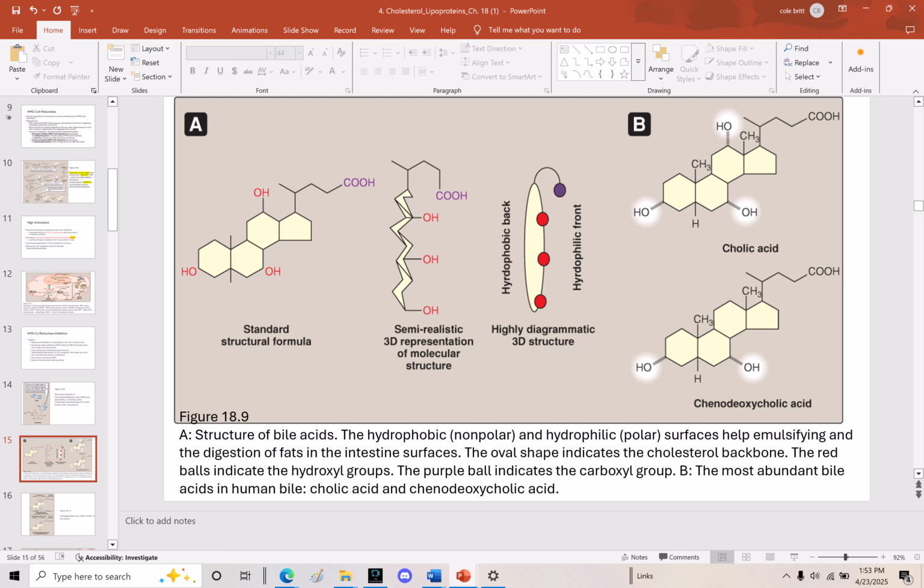Yeah. So, is this two separate systems, where the cholesterol is secreted in bile salts, and cholesterol is used to make bile salts?